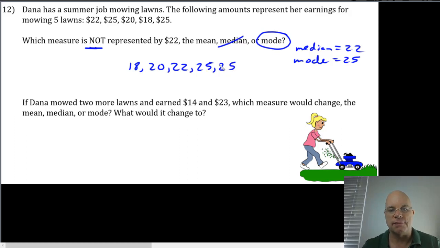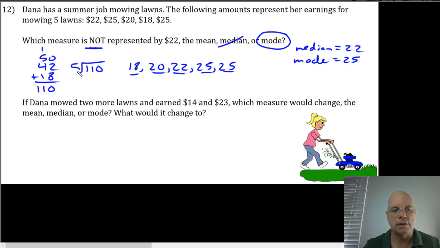The sum of these, I have 50 here, if I add these two, plus another 42, plus 18. That's 10, carry the 1, that's 11. So 110 divided by 5 is 22. So the mean is 22. So it's not the mean, it's the mode.